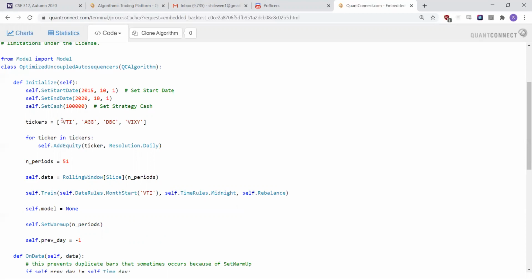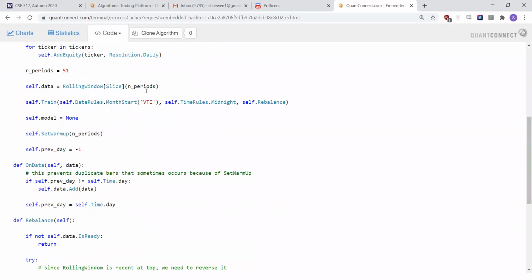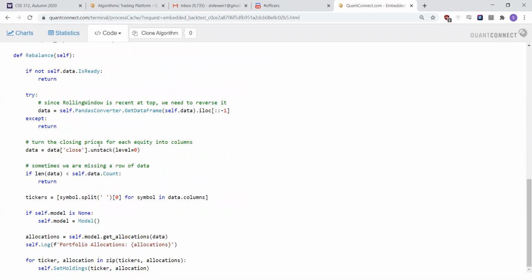So it chooses some ratio, say 0.25, 0.25, 0.25, 0.25 of these, or it can be 0.3, 0.3, 0.2, 0.2. It adds up to 1, so we can allocate 100% of our portfolio. It adjusts these ratios so that we get the best Sharpe based on the past 50 days of data. This part isn't very interesting: it collects a bunch of data and feeds it into our model, and whatever the model spits out, it allocates.